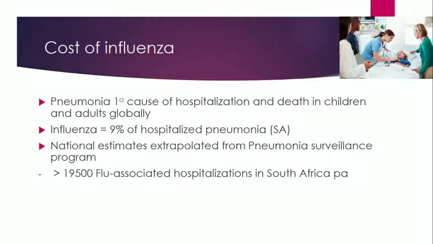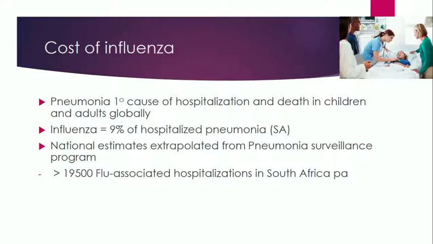Okay, so why do we do flu surveillance? Right, this is the bottom line. What is the cost of it? So pneumonia is the primary cause of hospitalization of adults and children worldwide, and definitely in South Africa. And in South Africa, 9% of all hospitalized cases of pneumonia are caused by flu. So in our national surveillance programs for pneumonia, we found that around 19,500 flu-related hospitalizations occur every year.